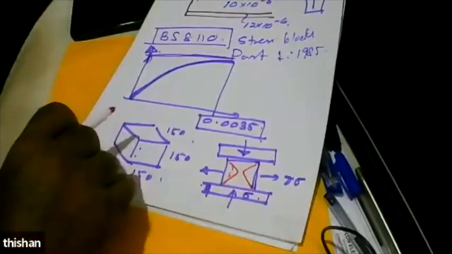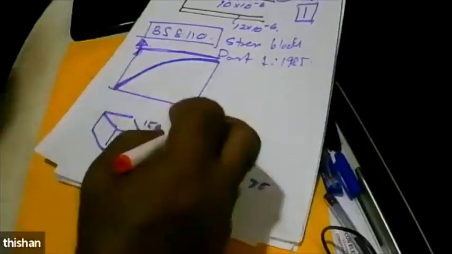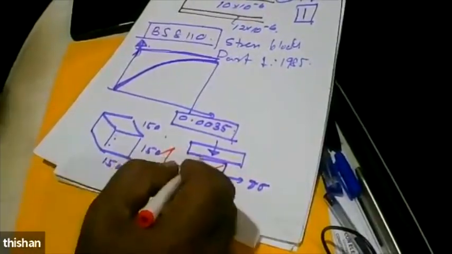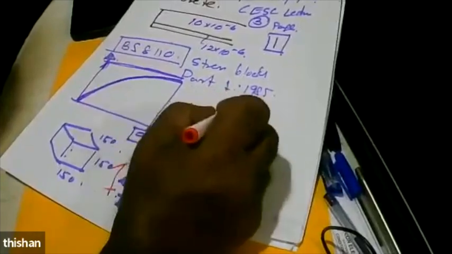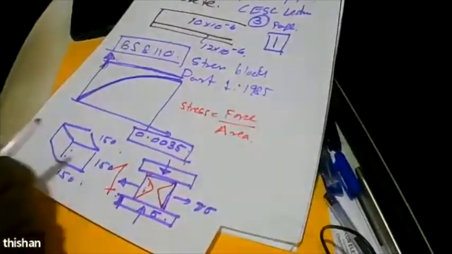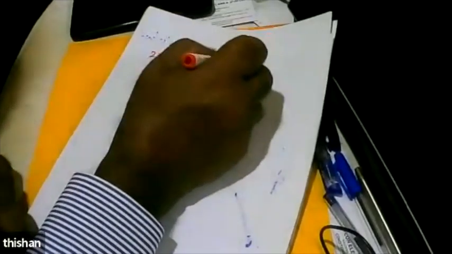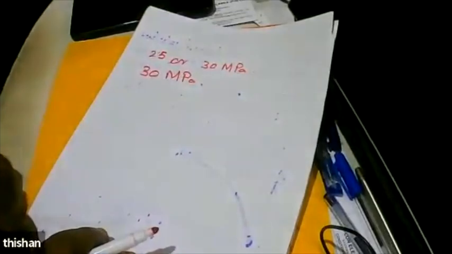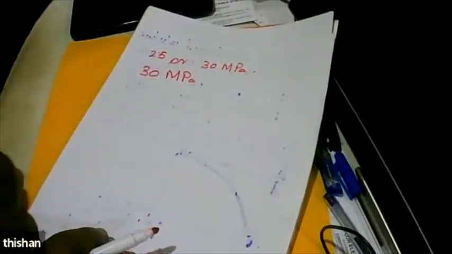Yeah. So then what happens is, because this height is only 150, these plates will restrain this concrete. So finally, we say stress is equal to force divided by area. So the stress that you calculate this way, when we say 20 megapascal concrete, or 25 or 30 megapascal concrete, we'll use 30 megapascal because now many engineers use 30 megapascal. The reason is it gives a better durability, and I explained how to improve it even further by using fly ash earlier.